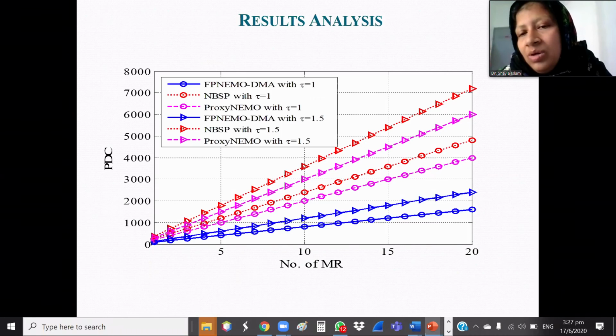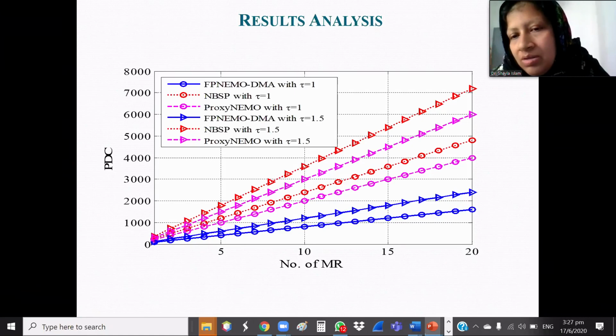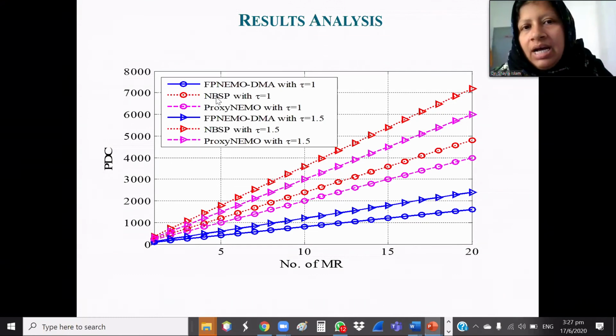So from this observation, comparatively, the network mobility basic support protocol is showing a higher cost, the red color one. Why? Because for each frequent movement, the car's mobility needs to inform the home network that it is moving. So this will ultimately increase the cost. Whereas for proxy and the proposed one, all the mobility is handled from the network side, so they can reduce some signaling cost.